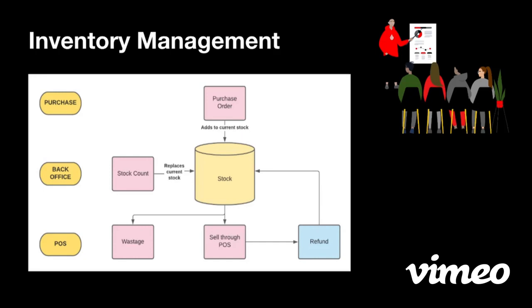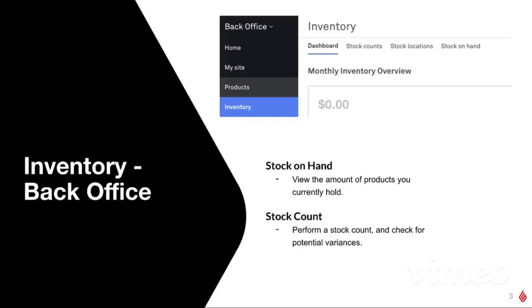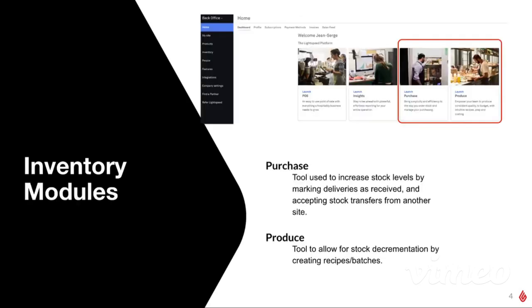So we'll go through just a bit of a recap of what we'll go through today. We will go through the back office side of inventory, which allows you to look at your stock on hand and view the amount of products you currently hold, and also perform your stock counts and check for potential variances once you've done that.